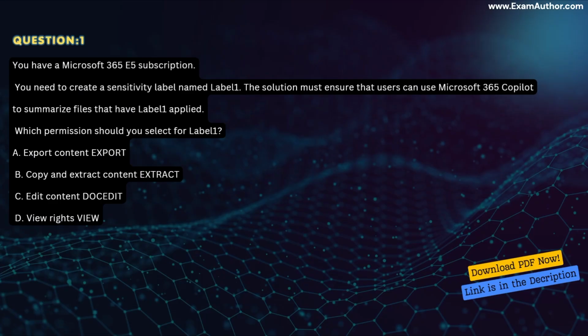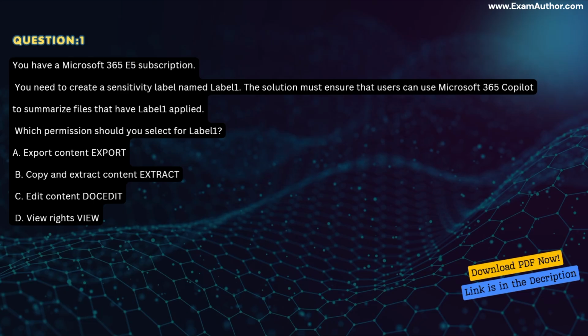Question 1. You have a Microsoft 365 E5 subscription. You need to create a sensitivity label named Label 1. The solution must ensure that users can use Microsoft 365 Copilot to summarize files that have Label 1 applied. Which permission should you select for Label 1?